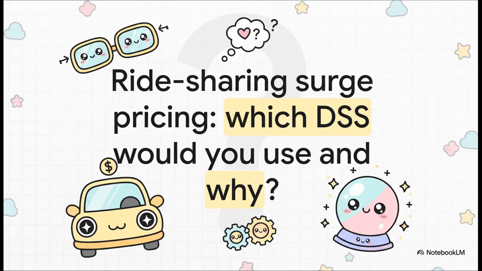So I'm going to leave you with a little challenge to make sure this all sticks. Think about a ride-sharing app when it does that surge pricing thing. Are they looking in the rearview mirror, or are they gazing into a crystal ball? Which system would they need, and most importantly, why? It's a great way to really test if you've got this down.